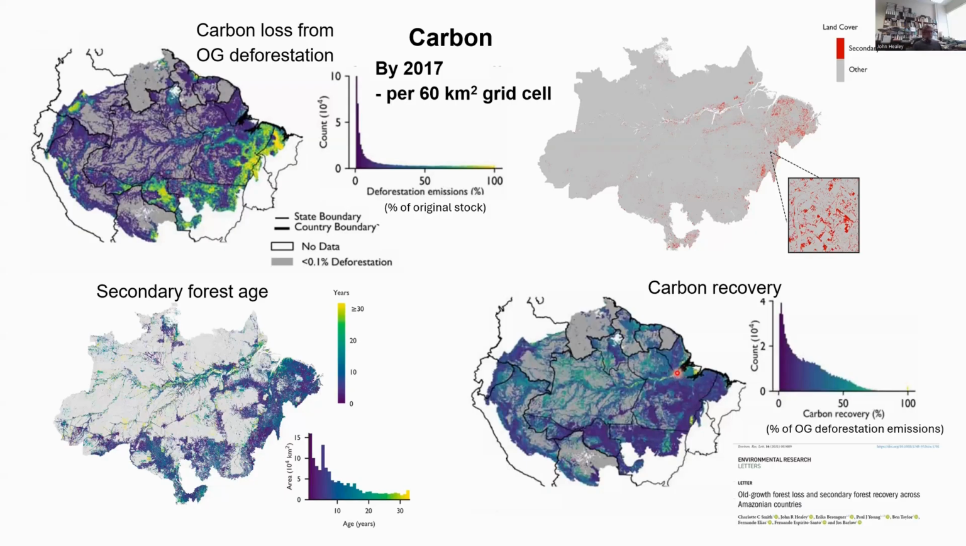And again, reflecting the secondary forest age map, it is in the interior of the Amazon where there's more recovery, whereas in the real deforestation frontiers, there's only a few places where secondary forest growth is recovering any reasonable proportion at all of the carbon losses due to deforestation.